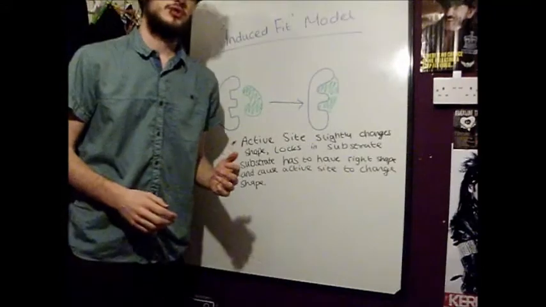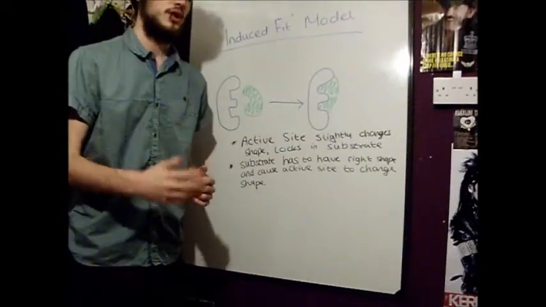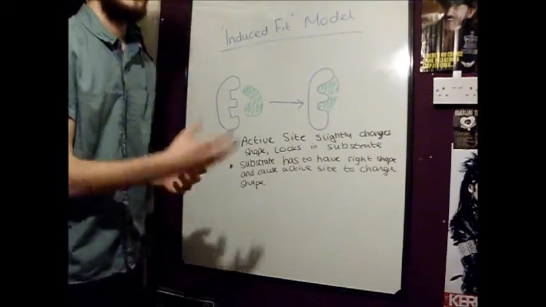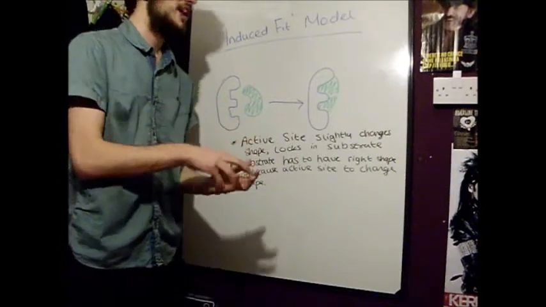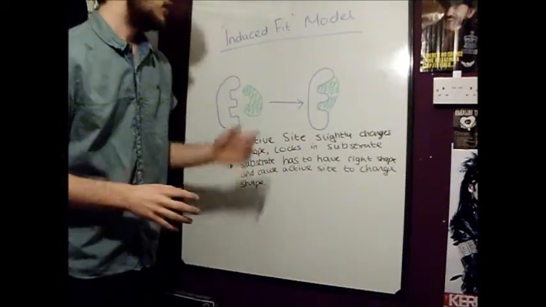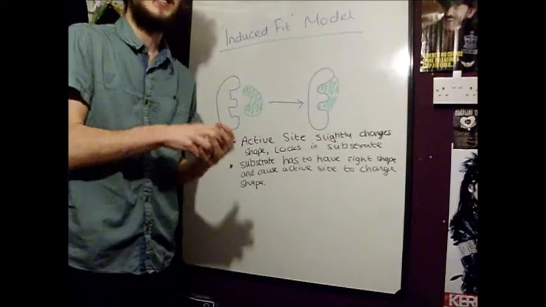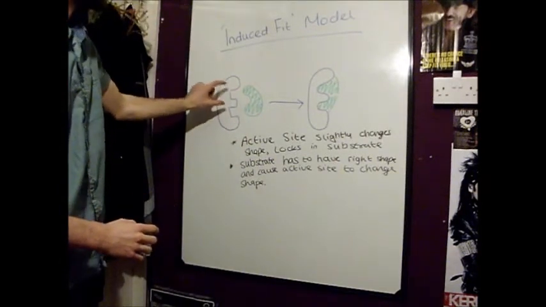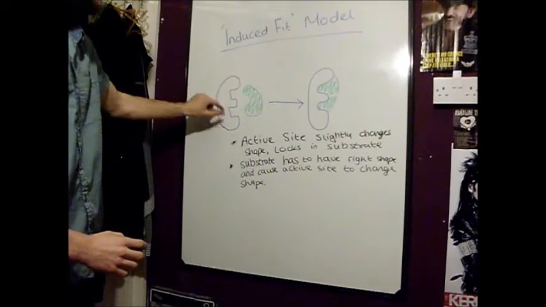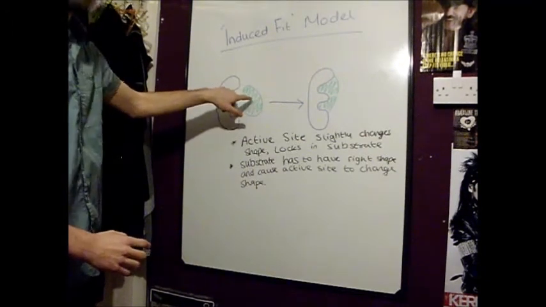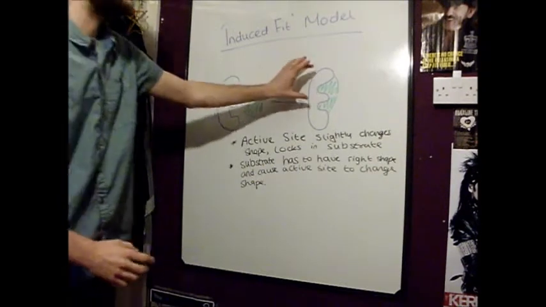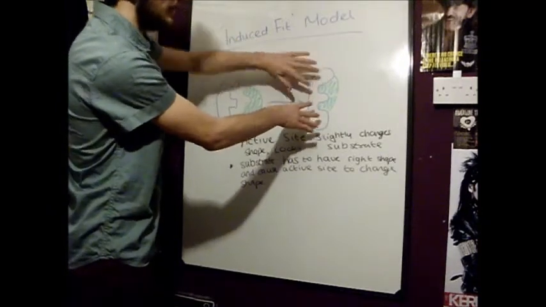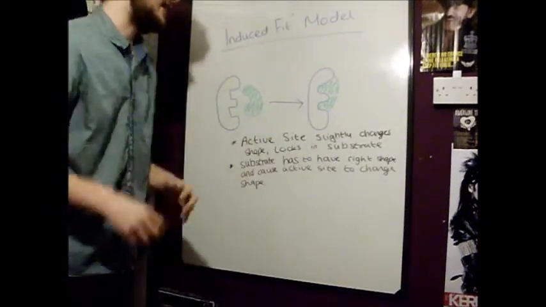The induced fit model is an improvement upon the lock and key model, and the difference is that there was evidence found that when the enzyme substrate complex was formed, it changed shape slightly so that the substrate locked into place tighter. As you can see here, the shape of the enzyme's active site isn't exactly the same as the substrate shape, but when they come together, the active site changes shape ever so slightly so that the substrate locks in even tighter.